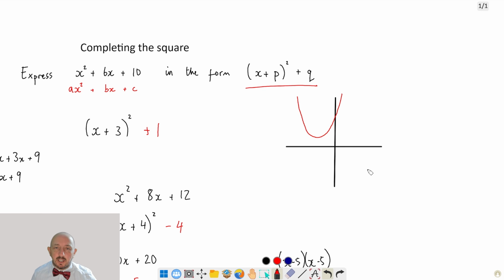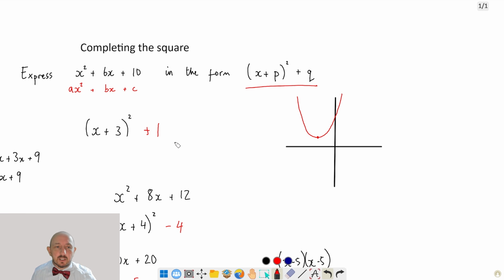Okay, and how did I know that? Well, we can look at this completed the square version, and these two numbers here are very important in that they give us the coordinates of the minimum point of the curve.